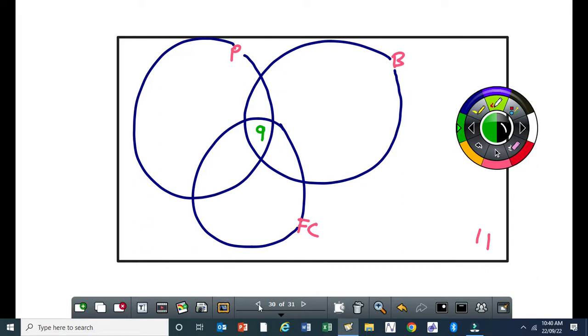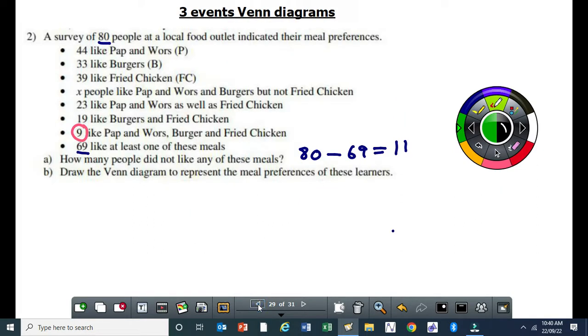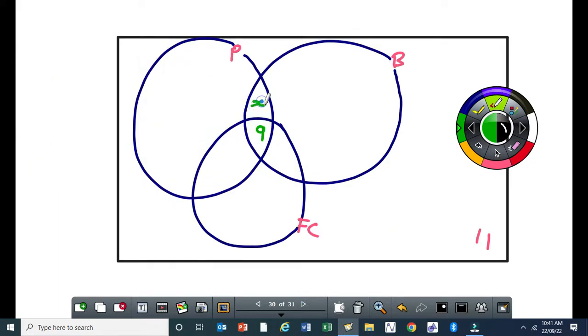If you read here, you have X people who like pap, and they also like burgers as well, but not fried chicken. So those X, we have to put them here at the intersection of pap and burgers. Please be aware that you add the X and the 9, you get the total of those who eat burgers, they also eat pap in total.